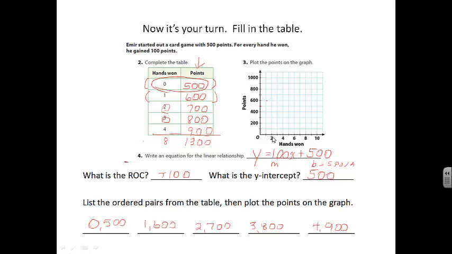You finish it up. 2 and 700. 3 and 800. 4 and 900. And I want you to finish that up, and your teacher is going to check that tomorrow and then connect the points. If you don't have a straight line, you have done something wrong. It's not going to be proportional because it's not going to go through the origin, but it is still going to be a straight line.